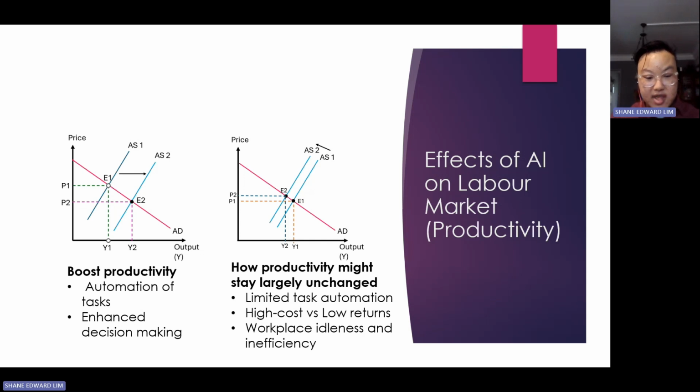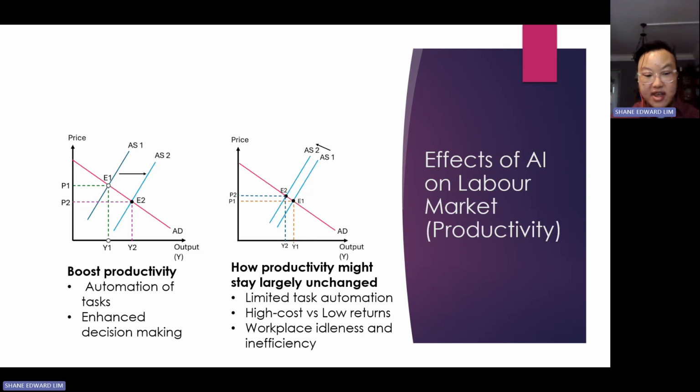Looking at the diagram, the initial equilibrium is established at E1 through the intersection of the aggregate demand and the aggregate supply curve. With increased productivity, the aggregate supply curve shifts rightwards, indicating a higher potential output, leading to a new equilibrium at E2, where output increases and price decreases. This highlights the positive effects of productivity enhancements on the economy.